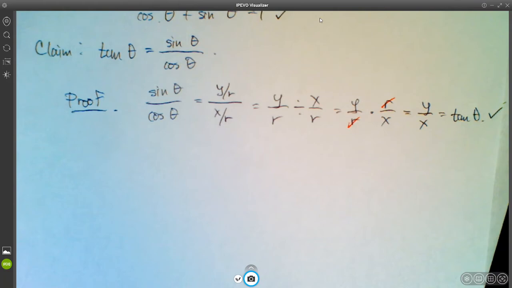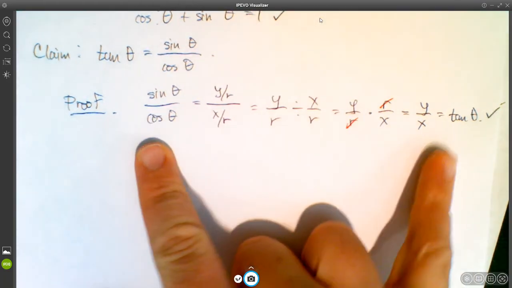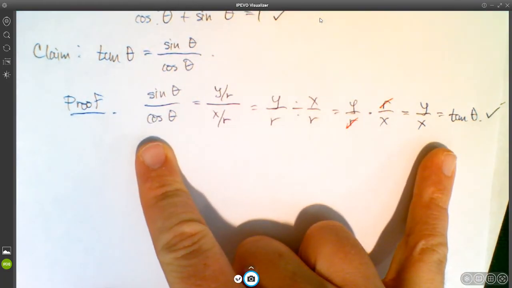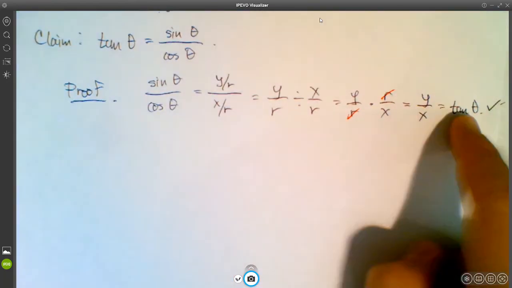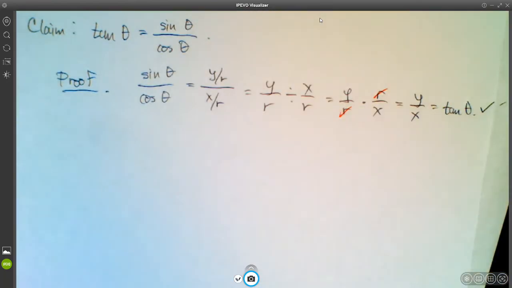Same thing goes for cotangent theta. Actually, for cotangent theta, we could make it even quicker because cotangent is the reciprocal of tangent. So if tangent is sine over cosine, then cotangent is cosine over sine. So let's look at a couple of examples using these identities.